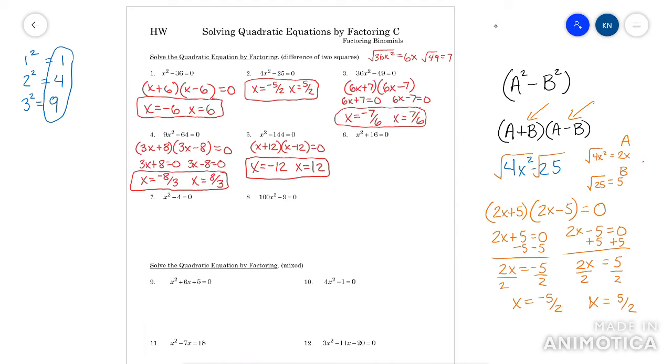So the first thing is, for it to be a difference of squares, it has to be a minus in the middle. So this one being a plus in the middle, you couldn't really call it a difference of squares unless you rewrote it like this.